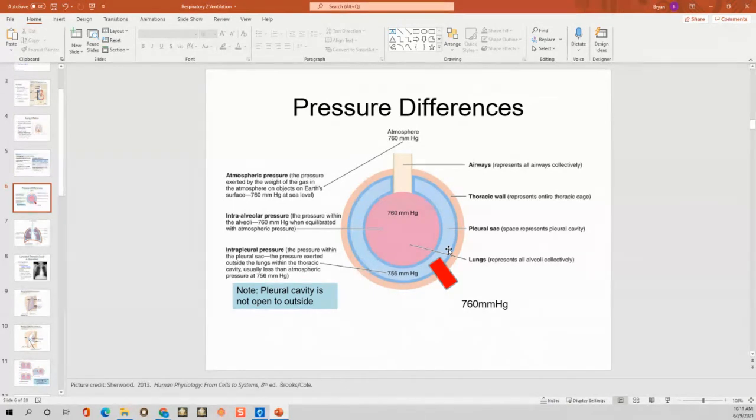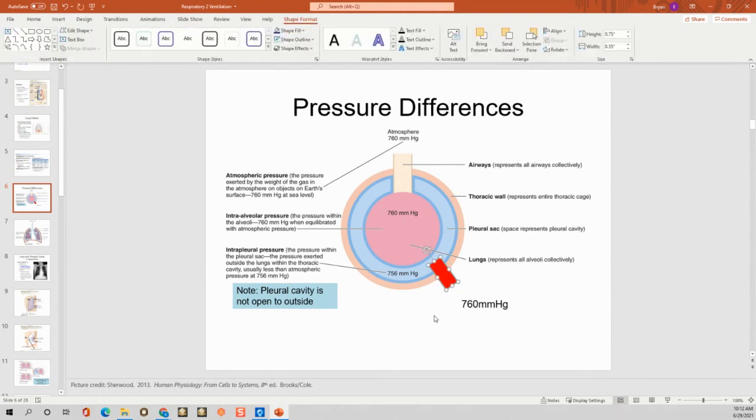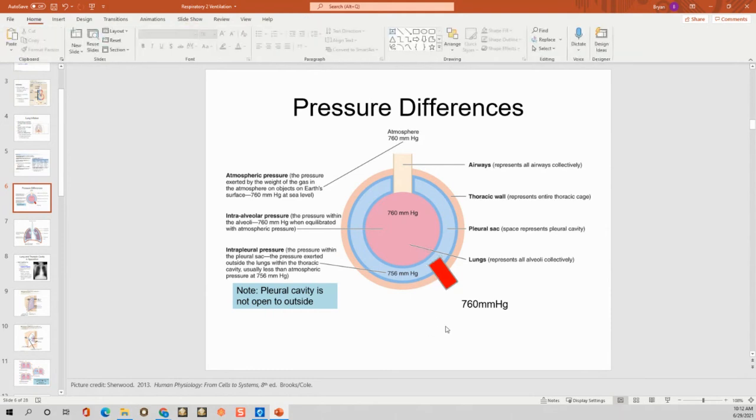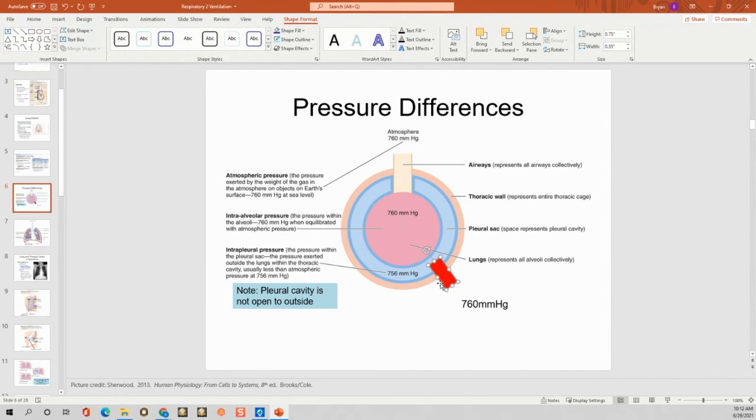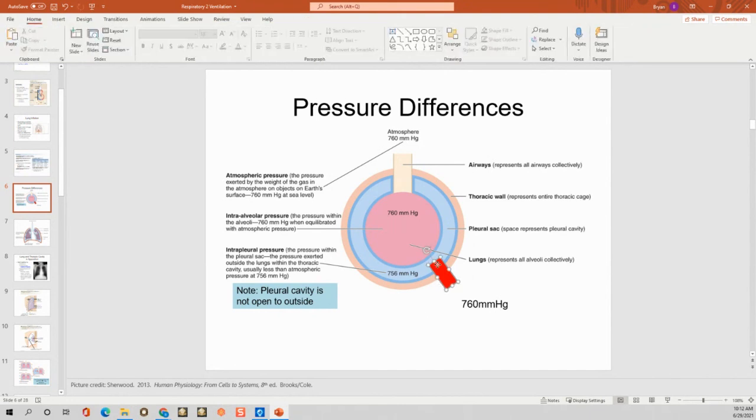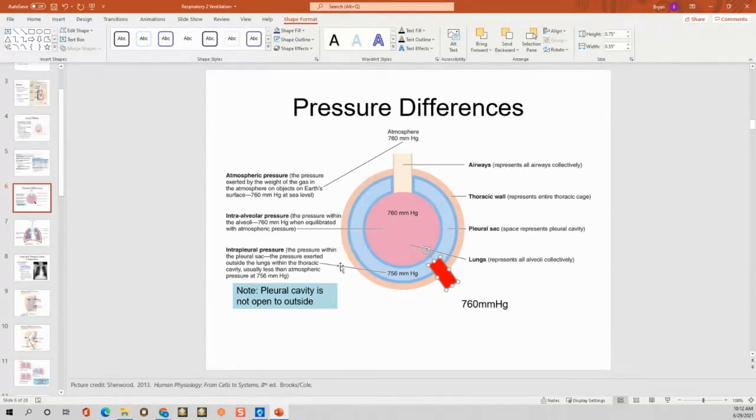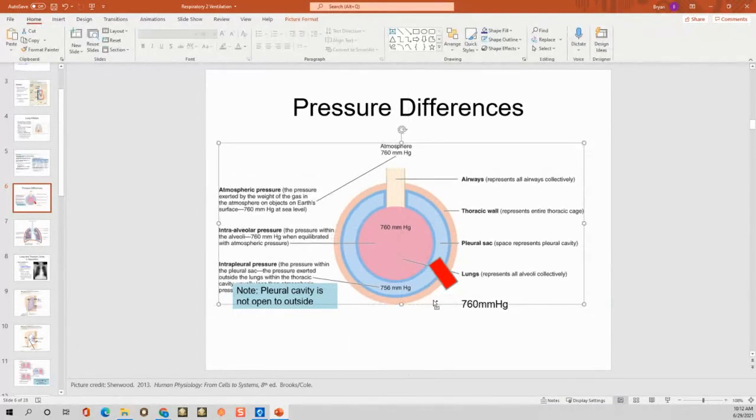The second this happens, your lungs will collapse. This is called a pneumothorax, and we've got a slide for it in a little bit. But that's how pneumothoraxes occur. I think this is the number one injury in the military. I think military medics are treating pneumothoraxes quite often. This also occurs a lot in car accidents and gunshot wounds.